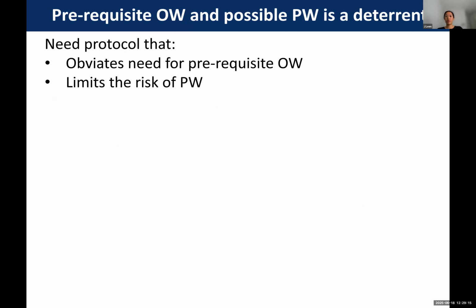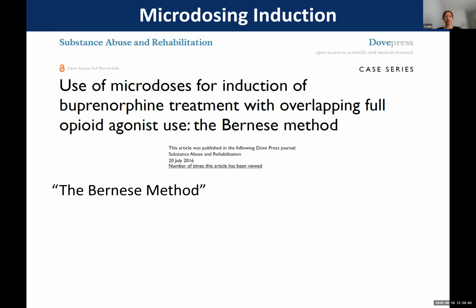But this prerequisite opioid withdrawal and possible precipitated withdrawal is a deterrent for a lot of patients. If you tell a heavy user to stop their use and come back in 24 hours, they probably won't be able to. So we need protocols that, again, obviate the need for prerequisite withdrawal and limit the risk of precipitated withdrawal. And that's where microdosing inductions come in, also known as the Bernese method.